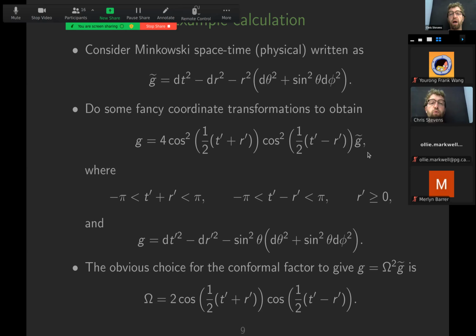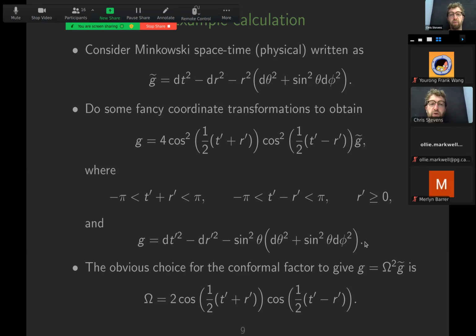Where we can write this down. So we can write G, the conformal metric, as this function times the original G twiddle. Basically we do this coordinate transformation and then write it down like this. It turns out that the relationship to this metric is quite simple, and this metric is actually the Einstein static universe, or the Einstein cylinder.